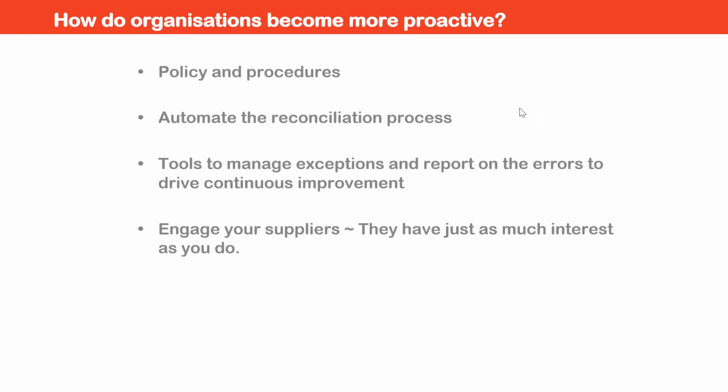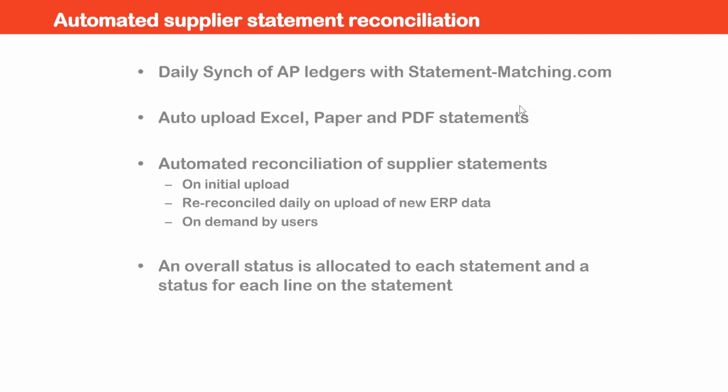Now, from an automated perspective, obviously, we talked about the problems manually. So if we're going to automate the process, I need to stay in sync with my customers' accounts payable ledgers. So statement matching is a cloud-based application. When I start with customers, I get all of their data. So I get all of their open items, and I get the last 6 months' worth of paid.